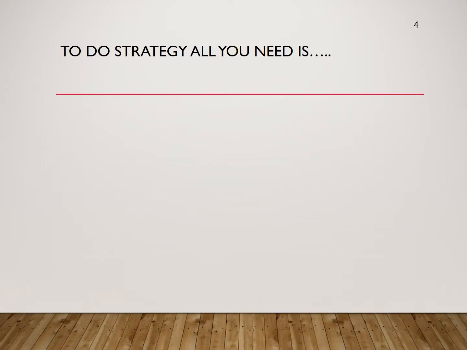In order to do strategy, all you actually need is four things. You need a sense of vision and mission, something of what you're trying to do. You need to have clear objectives, signposts along the way towards the culmination of your vision and mission, exactly what it is you're trying to achieve. You need to know yourself, you need to understand what you have, what your powers are, what your resources are.